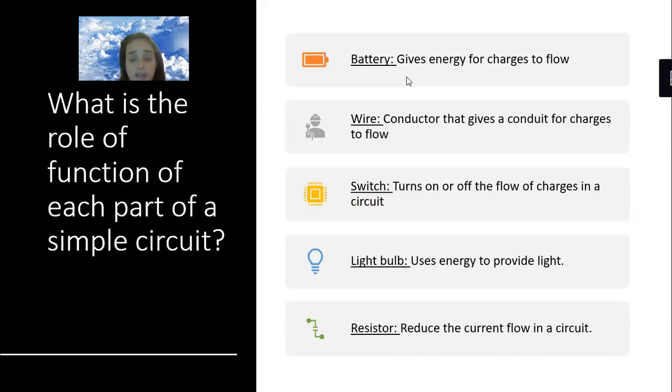Remember to write down these into your notebook. The wire is a conductor that gives a conduit, or like a pathway. Conduit is another word for pathway, for the charges to flow.